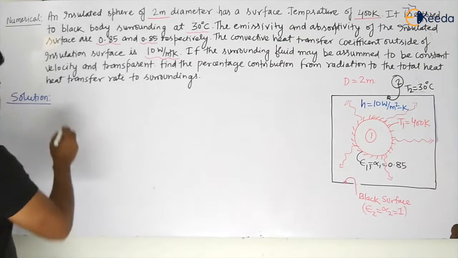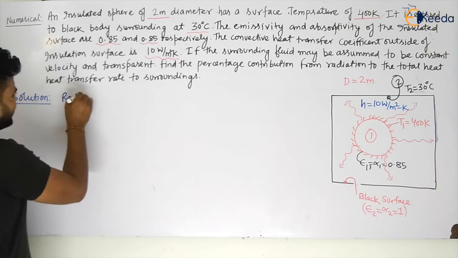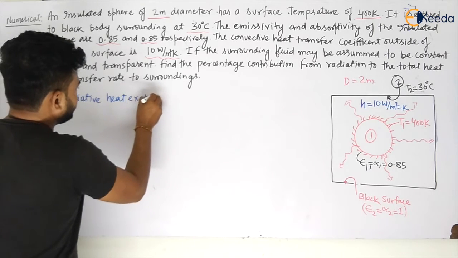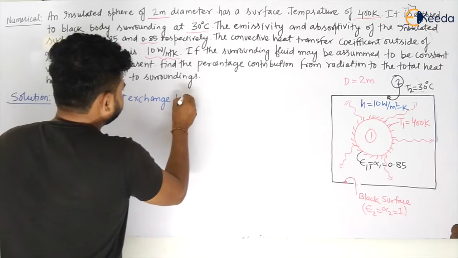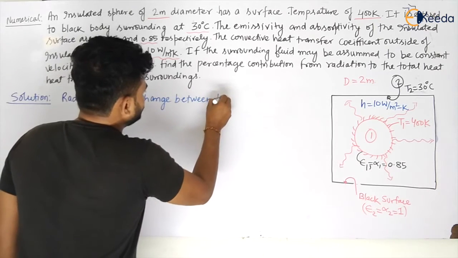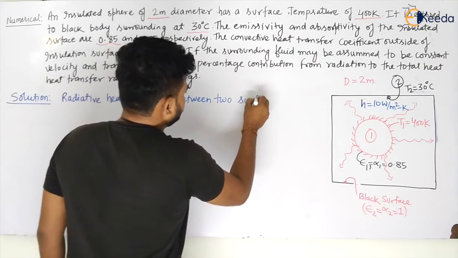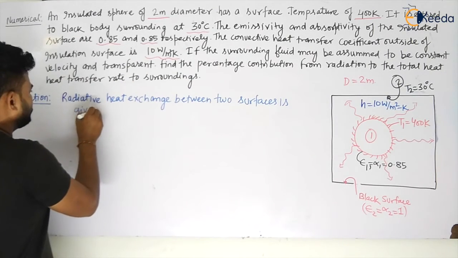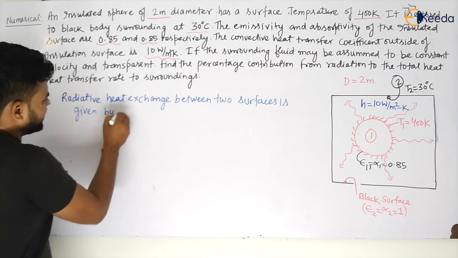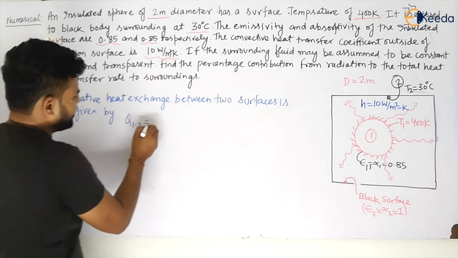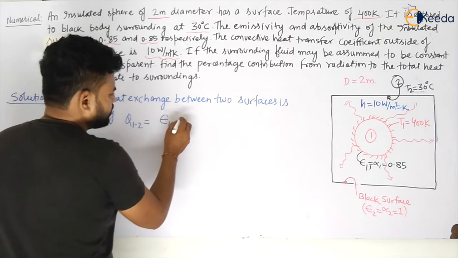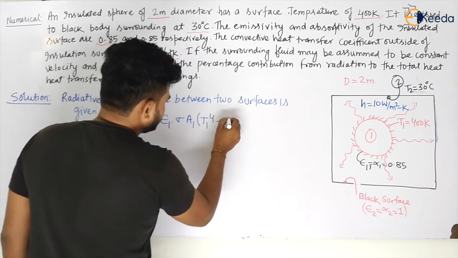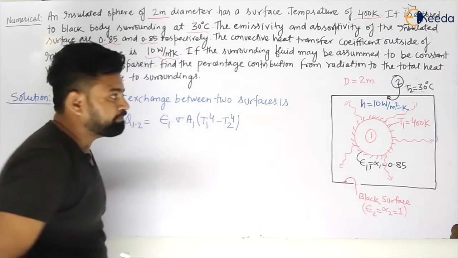Now the radiative heat exchange between two surfaces is given by, directly I am writing now, Q12 will be given by epsilon 1 sigma A1 (T1 to the power 4 minus T2 to the power 4), my dear students, and temperatures must be in Kelvin.